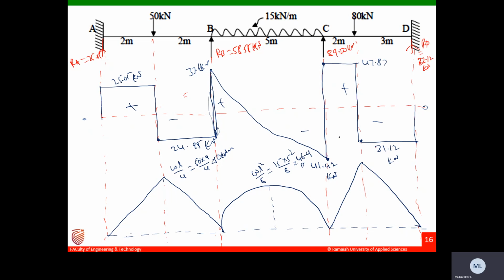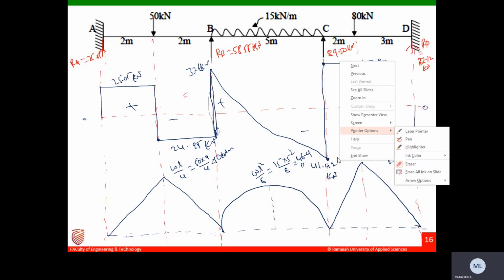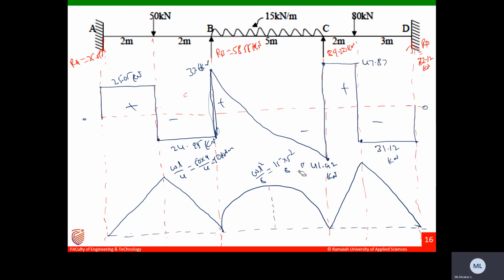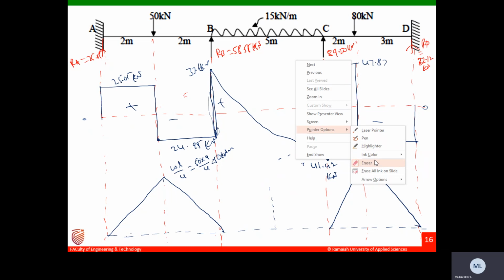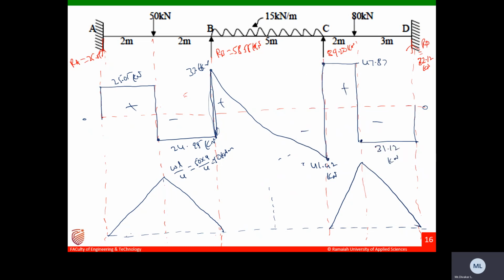46.9 kilonewton meters. So if you want, you can erase it, so you don't get confused. Sorry, not able to erase that. I can erase this one, I think. Yeah, so WL square by 8, I erased that also. So this is WL square by 8. You will get 46.9 kilonewton meters.